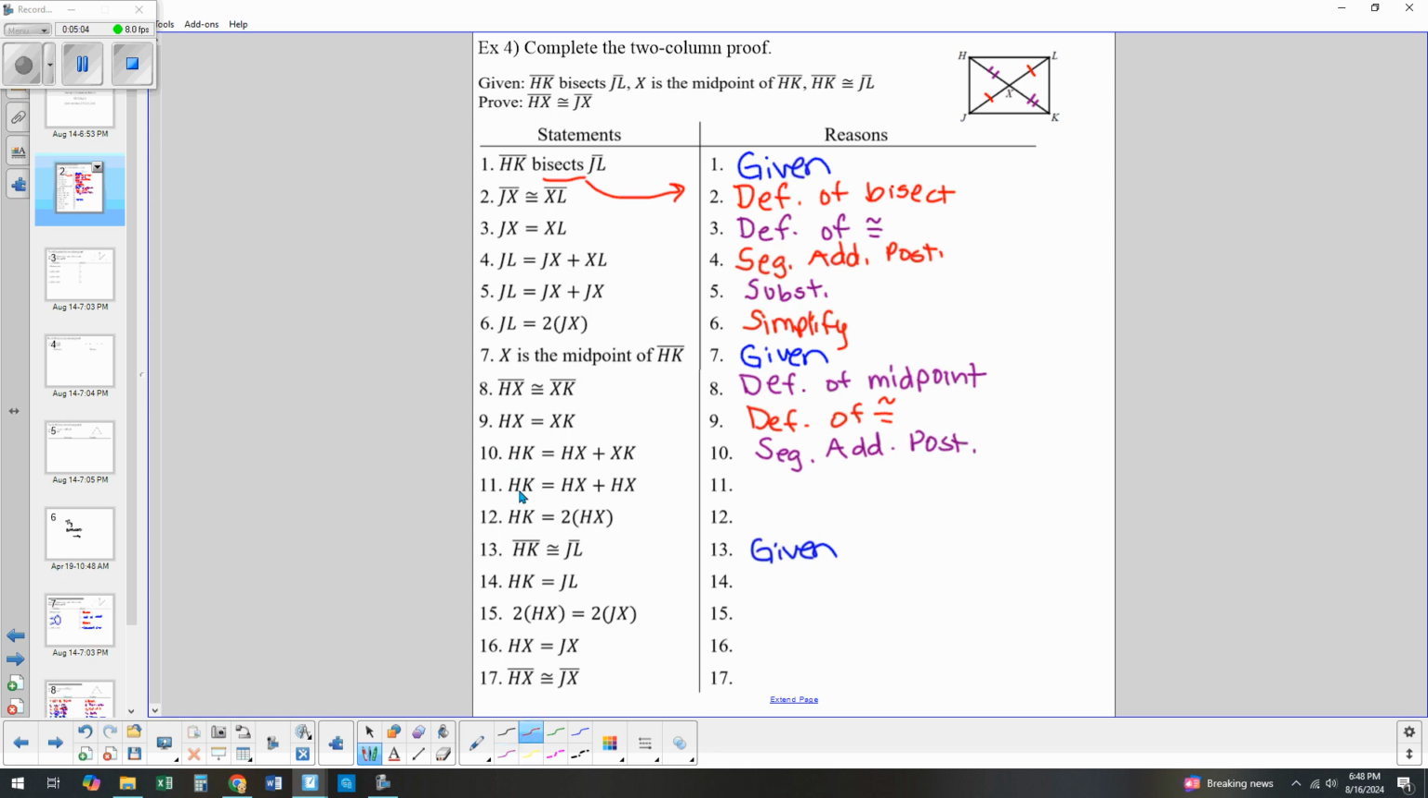I then have the same exact thing, except xk turned into hx, so we substituted it in, and I know it was allowed to happen because hx and xk were equal in that step there at 9. And I've combined the two x's together to make 2hx, so that's again simplify.